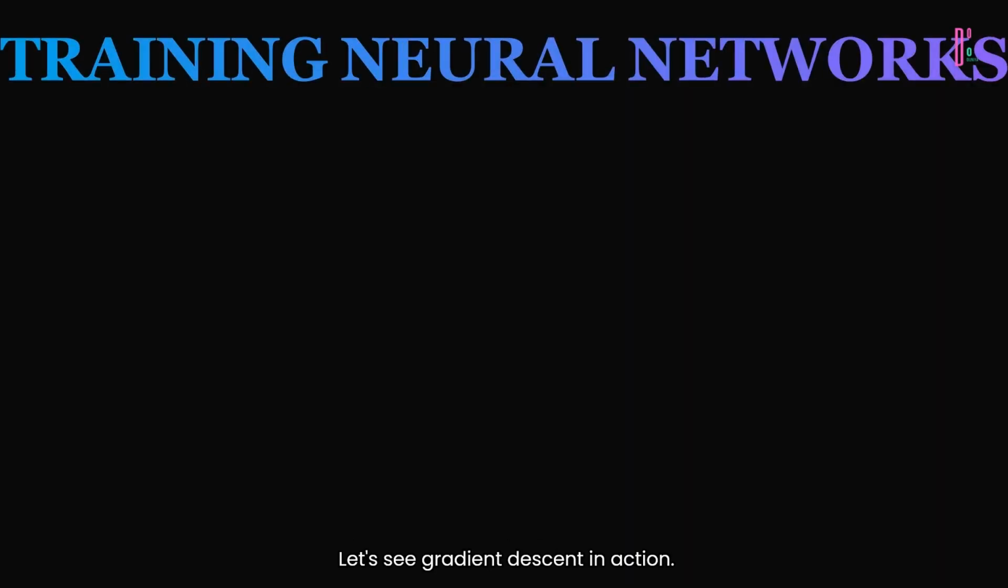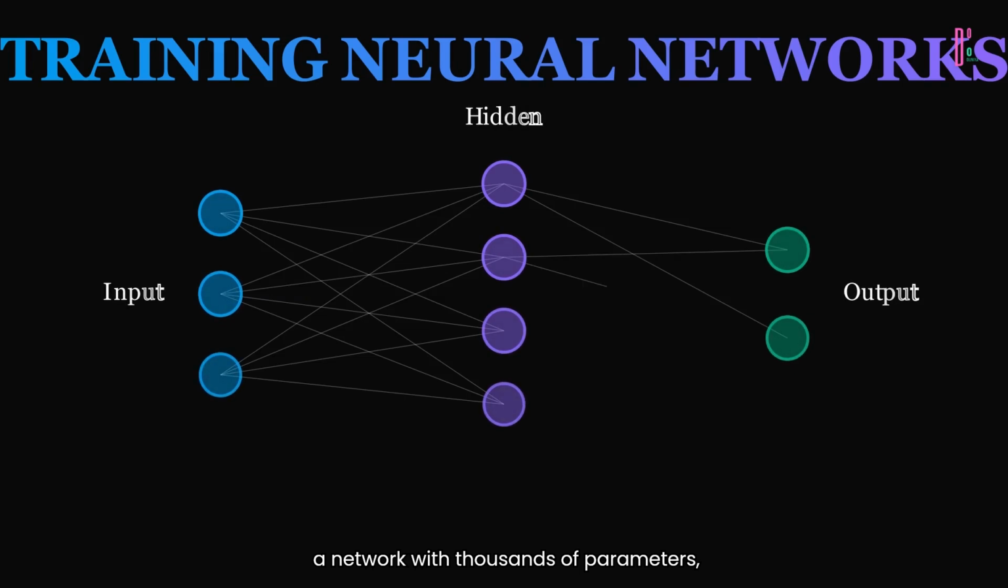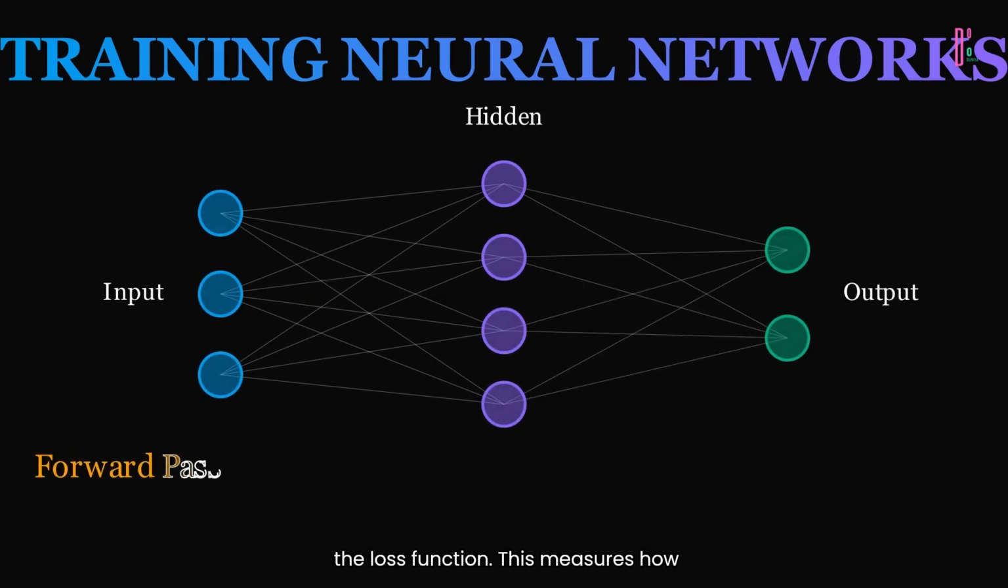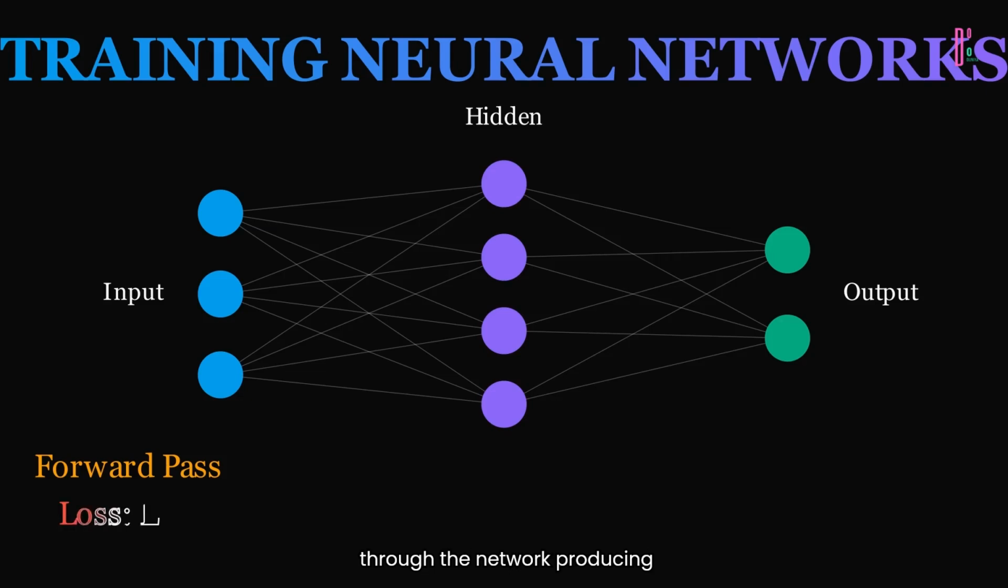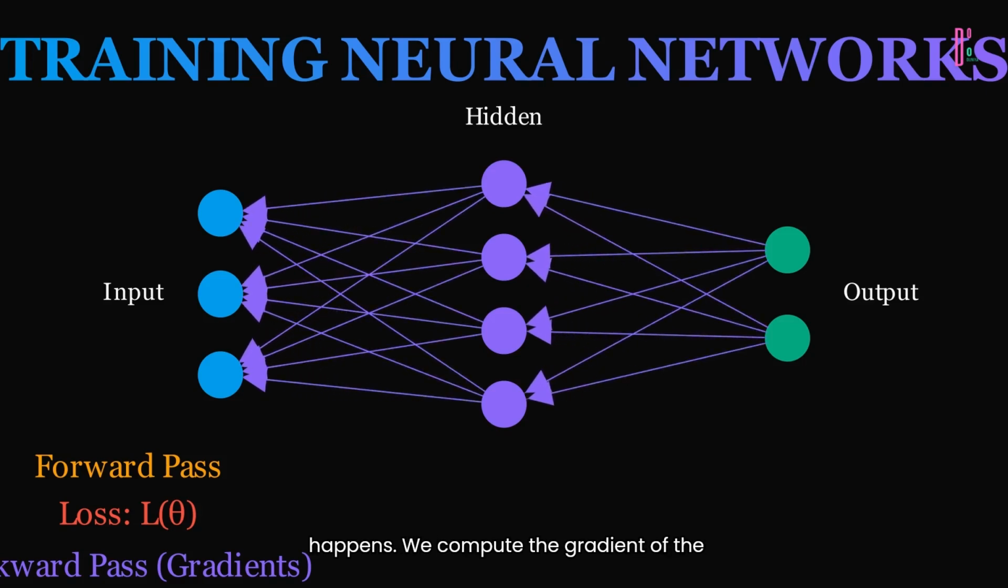Let's see gradient descent in action, training a real neural network. We have a network with thousands of parameters, weights, and biases. Our goal, minimize the loss function. This measures how wrong our predictions are. Here's the process. Forward pass. Input data flows through the network, producing predictions. Compute loss. Compare predictions to true labels. Backward pass. This is where gradient descent happens. We compute the gradient of the loss with respect to every parameter using backpropagation.